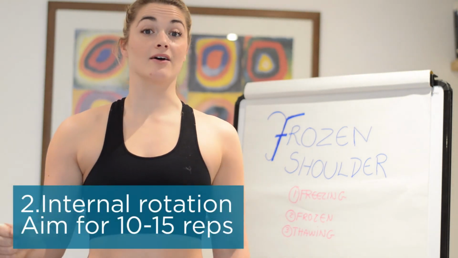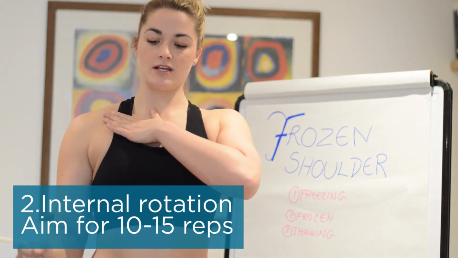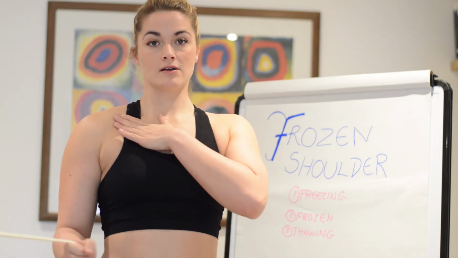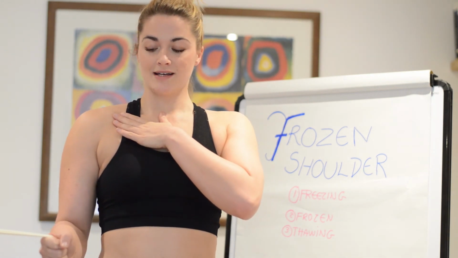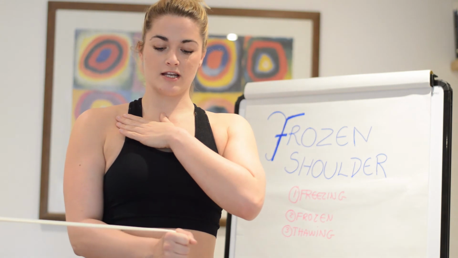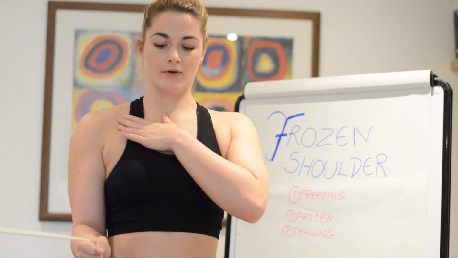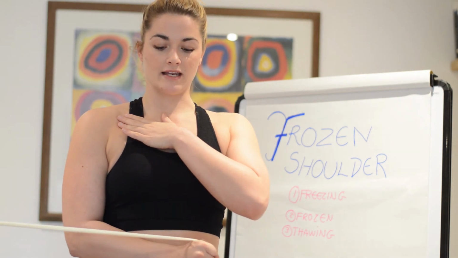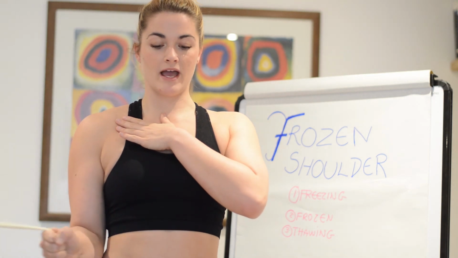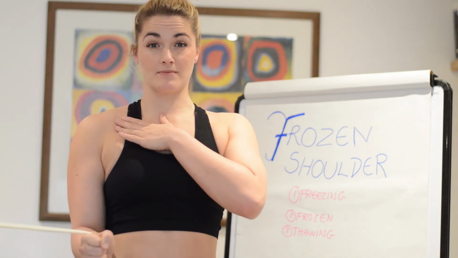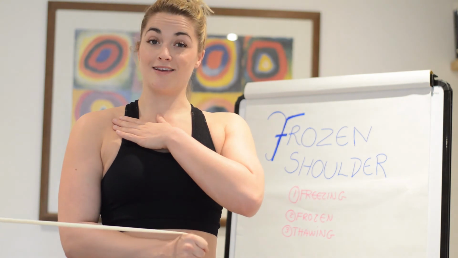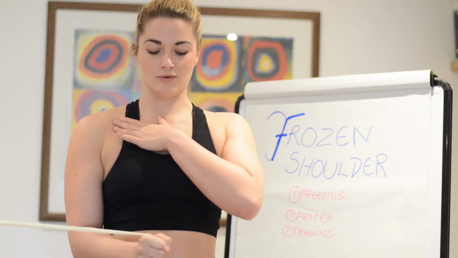The next exercise is internal rotation, so you want to start to regain that range of motion. So tying the TheraBand onto a door, you want to have the elbow into the side and gently take it across the body. So again, regaining that range of motion. We want to aim between 10 to 15 reps of this exercise. Lovely, slow and controlled.